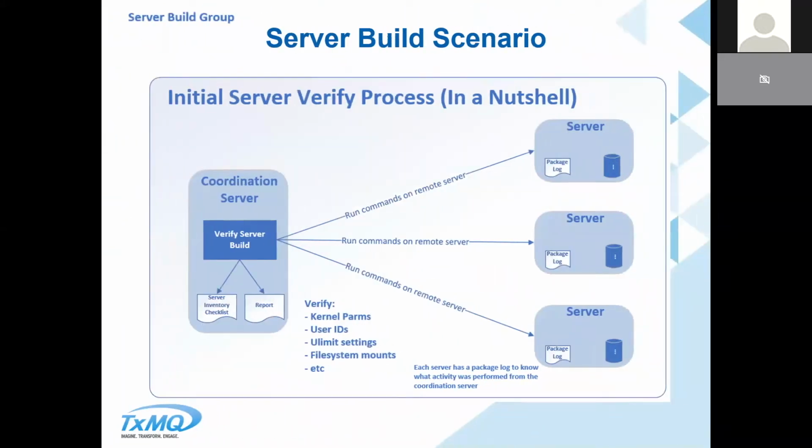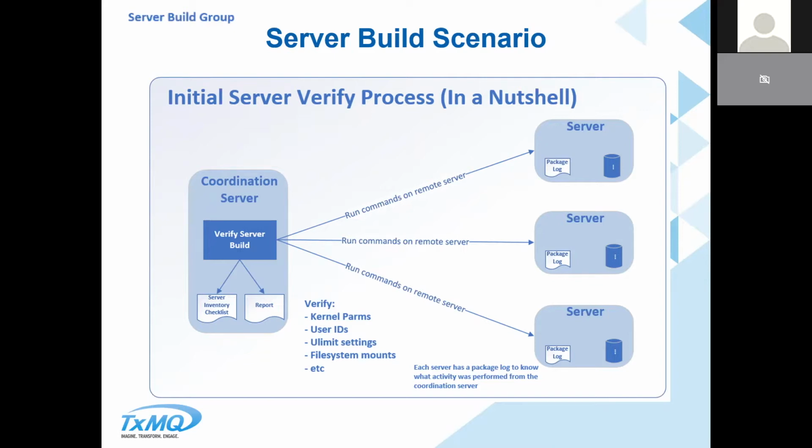So as part of your group, one thing is, in a nutshell, you have what I affectionately call a coordination server. You could consider this in terms of AWS. They may start calling this a pipeline, but you could actually do this on-prem as well. It's a simple coordination server that you could get together. You could run commands on remote servers to basically verify the kernel parms, the user IDs, the ulimits, file system mounts, etc.